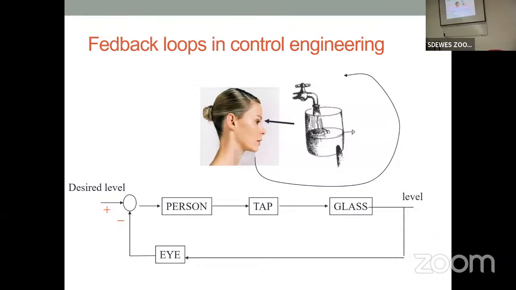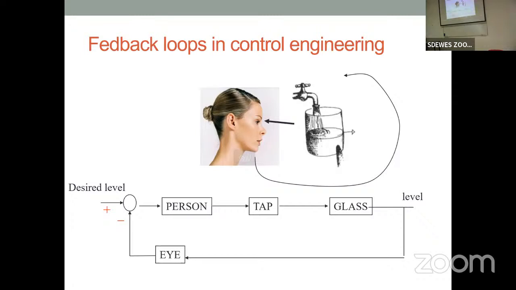Then you think what you want, and so you open the tap. This is the actuator if you want. So this is the plant. You fill the glass with water. Then you watch, you see the level of the glass with your eyes, and then you compare the level you are seeing with the desired level. So if the desired level is the same as what you are watching, you decide, okay, I close the tap. If it's not, you decide, okay, I open the tap because I want more water.